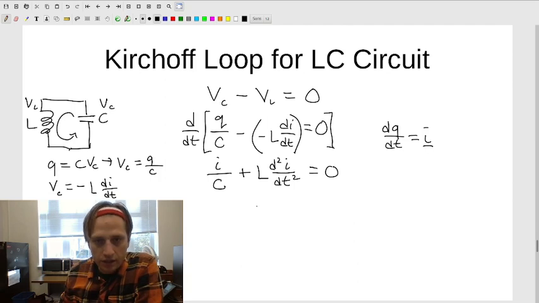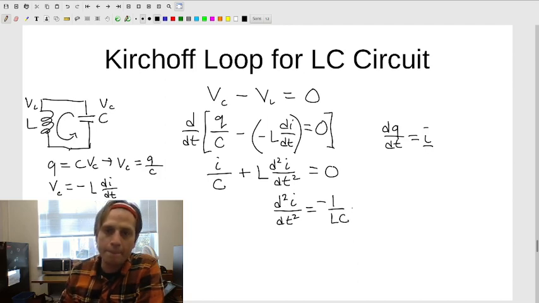And now let's get everything on two different sides. Let's write this in an evocative way. d²I/dt² equals, and I'm going to subtract this over and divide by L. It's going to be minus 1 over LC times I.